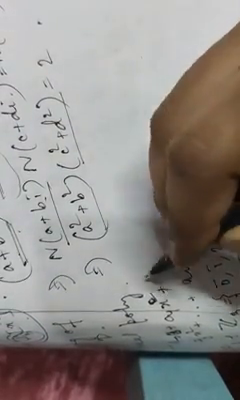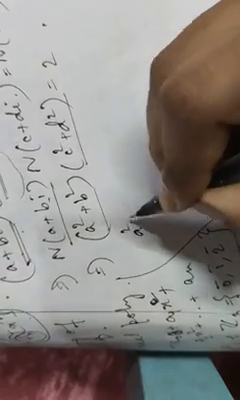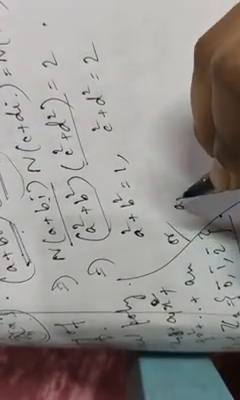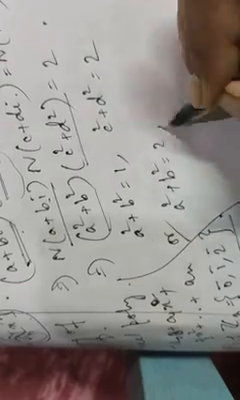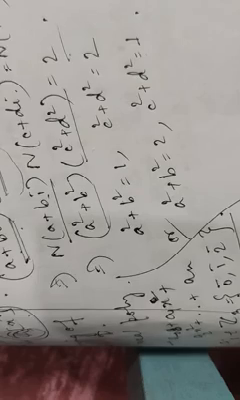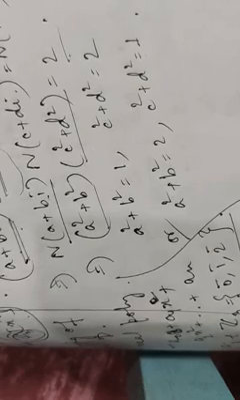Now what possibilities can be applicable here? These are: a square plus b square equals 1 and c square plus d square equals 2, or a square plus b square equals 2 and c square plus d square equals 1. In both the cases the product becomes 2, and there are no other possibilities. Now we need to find out the values of a and b, right?